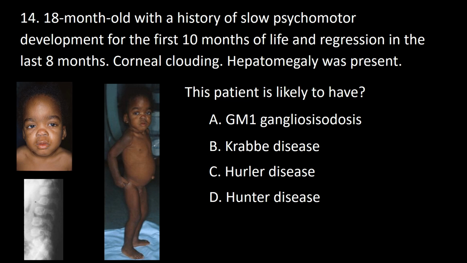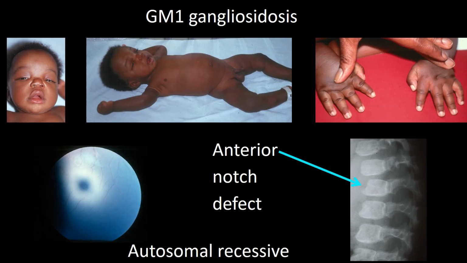Next question. An 18-month-old with a history of slow psychomotor development for the first 10 months of life and regression in the last 8 months. Corneal clouding. Hepatomegaly was present. This patient is likely to have A, GM1 gangliosidosis, B, Krabbe disease, C, Hurler's disease, D, Hunter's disease. You already have seen the patient shown in this frame. This frame highlights the most prominent findings in patients with GM1 gangliosidosis.